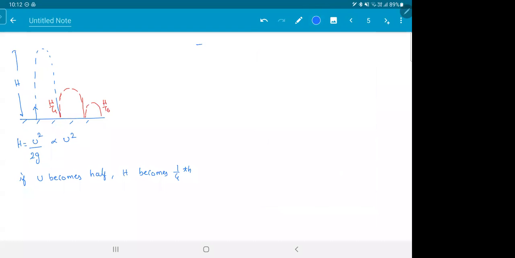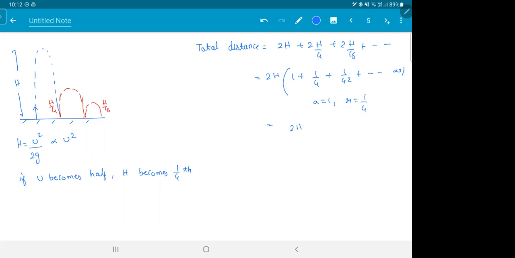So what's the total distance? Now be careful. It is 2 times h. Why 2 times h? Up and down. You have to add all the distances. Second time, 2 times h by 4, then 2 times h by 16 and so on. Take out 2h common. You'll see a sequence: 1 plus 1 by 4 plus 1 by 4 square, and so on till infinity. A is 1, R is 1 by 4. So that would be 2h into 1 by 1 minus 1 by 4, that is 8h by 3. That's your total distance traveled, where h is u square by 2g.